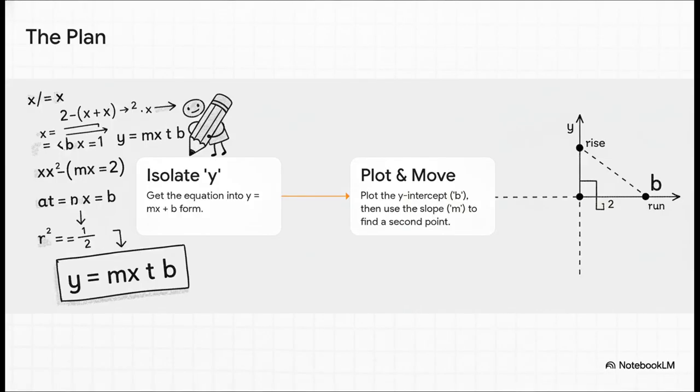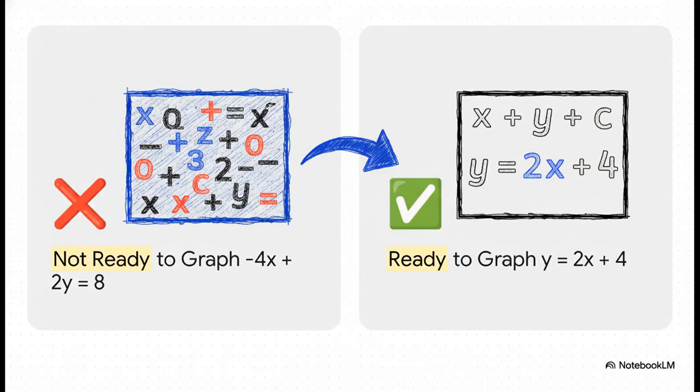Step 1, you've got to get your equation looking right. You need it in that y equals mx plus b format, which sometimes means you have to do a little algebra to get y all by itself. Then, step 2, begin with b. Just plot that y-intercept right on the axis. And then, move with m. Use your rise over run to find that second point. Boom, you're done.